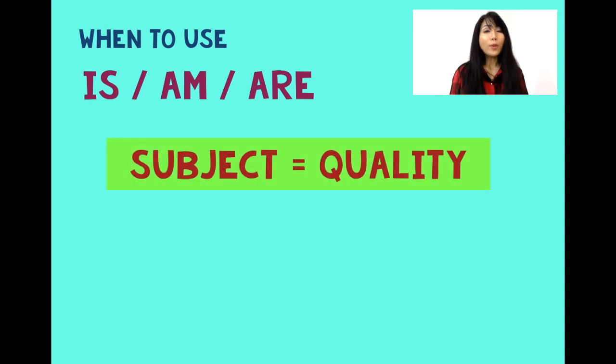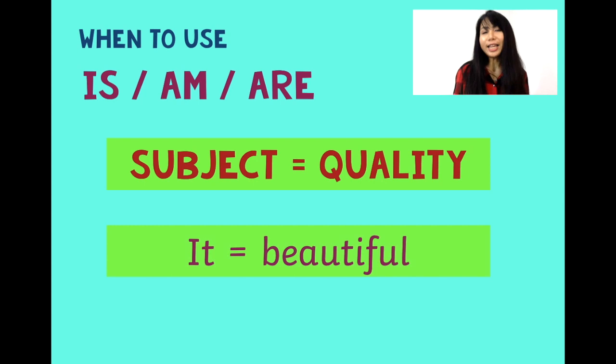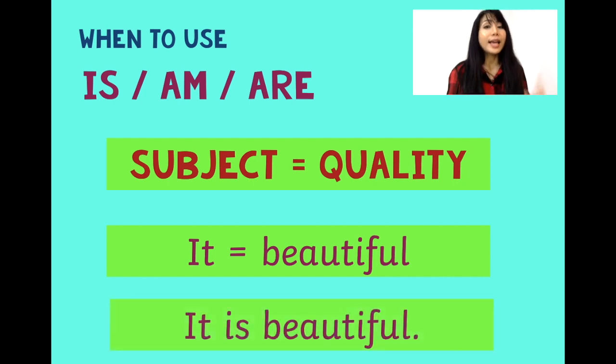And when we talk about subject and its quality, like beautiful, tall, fat, big, small, good, bad, better, worse, things like that. When we talk about quality of the subject, we use is, are. Like it, beautiful. Beautiful is its quality. So we're going to say it is beautiful.